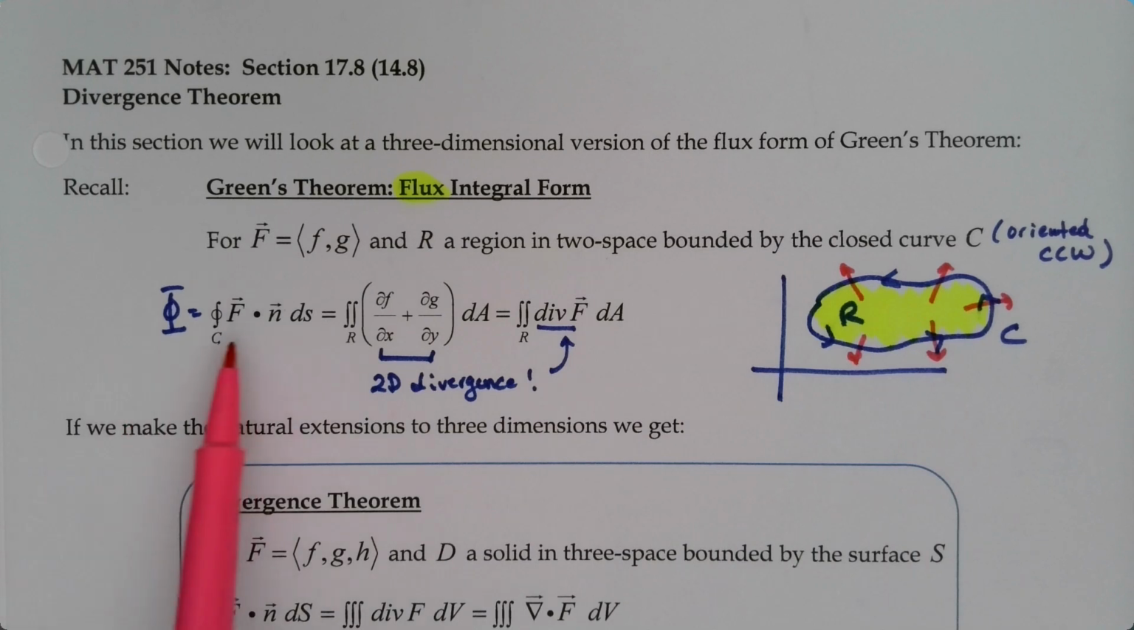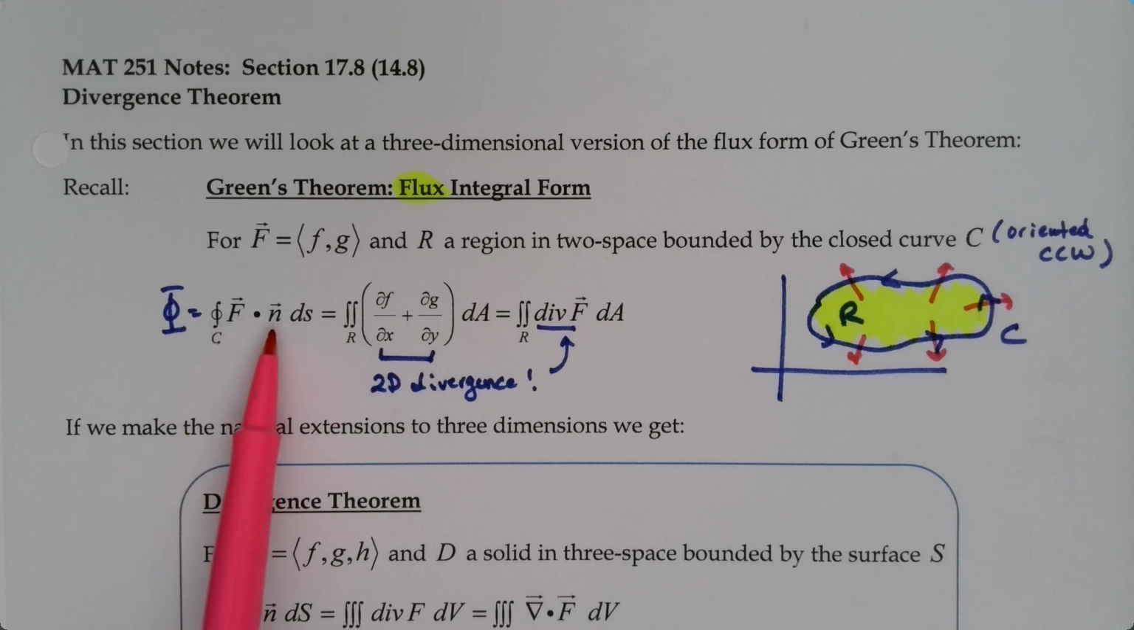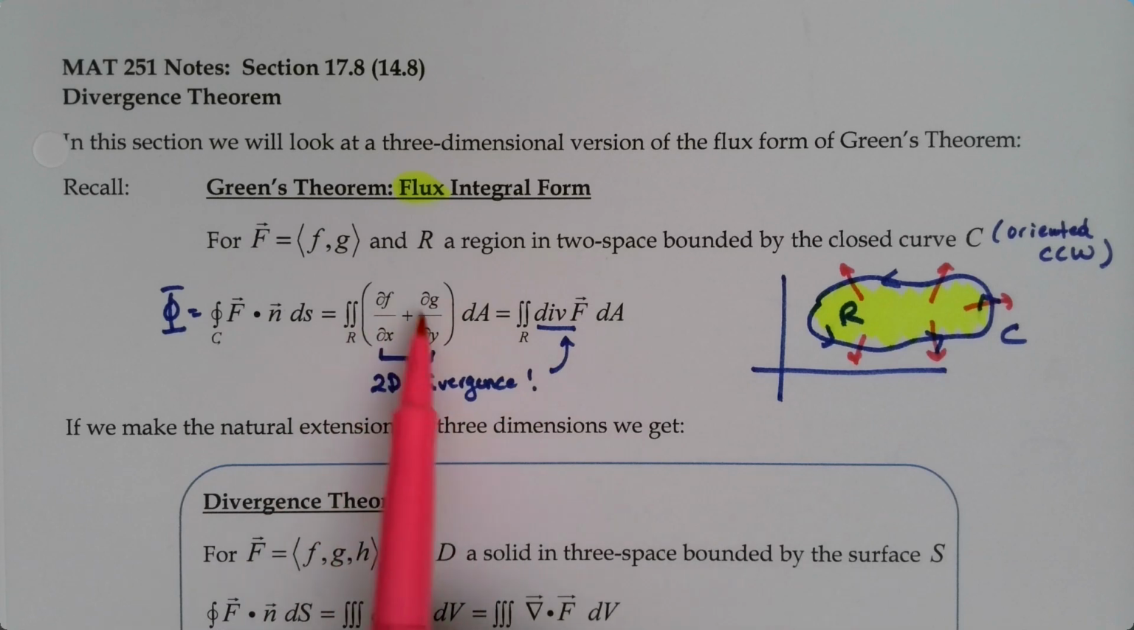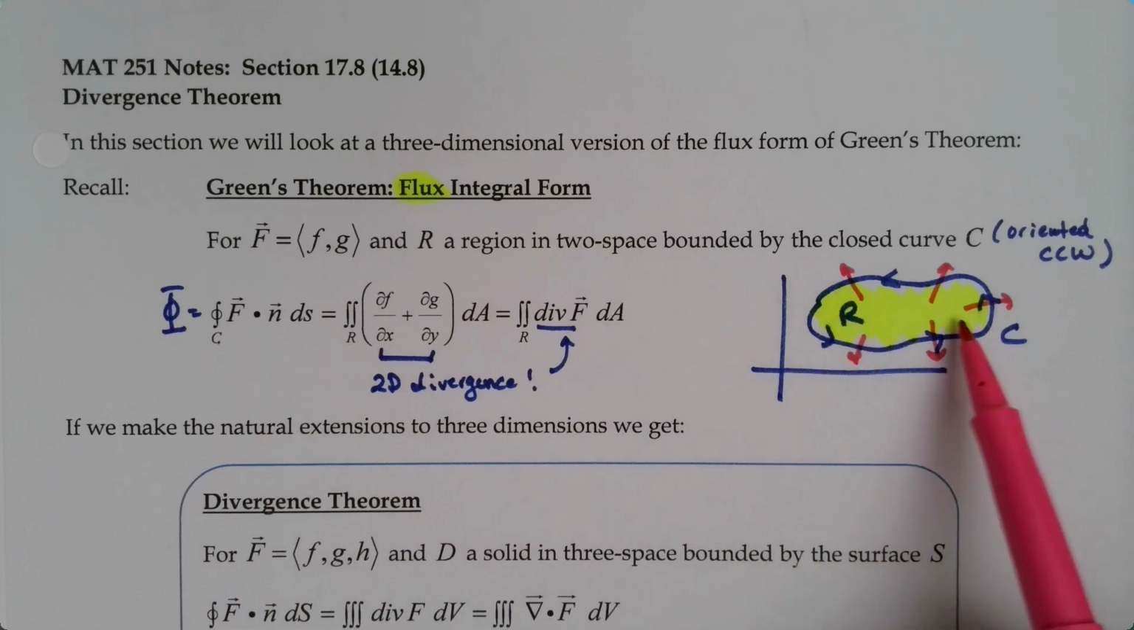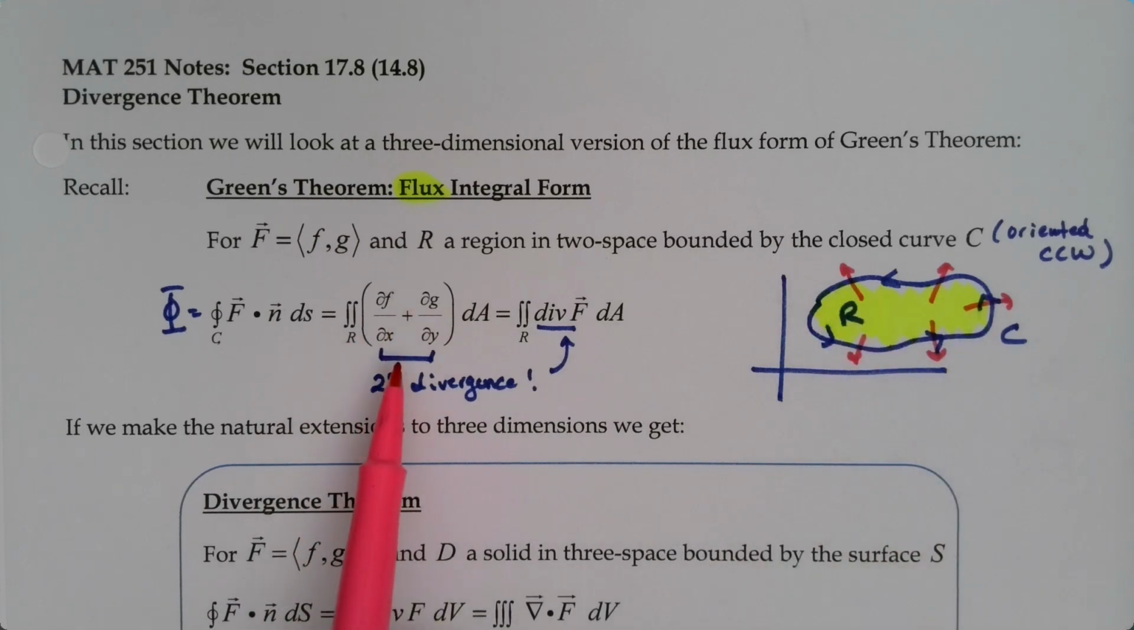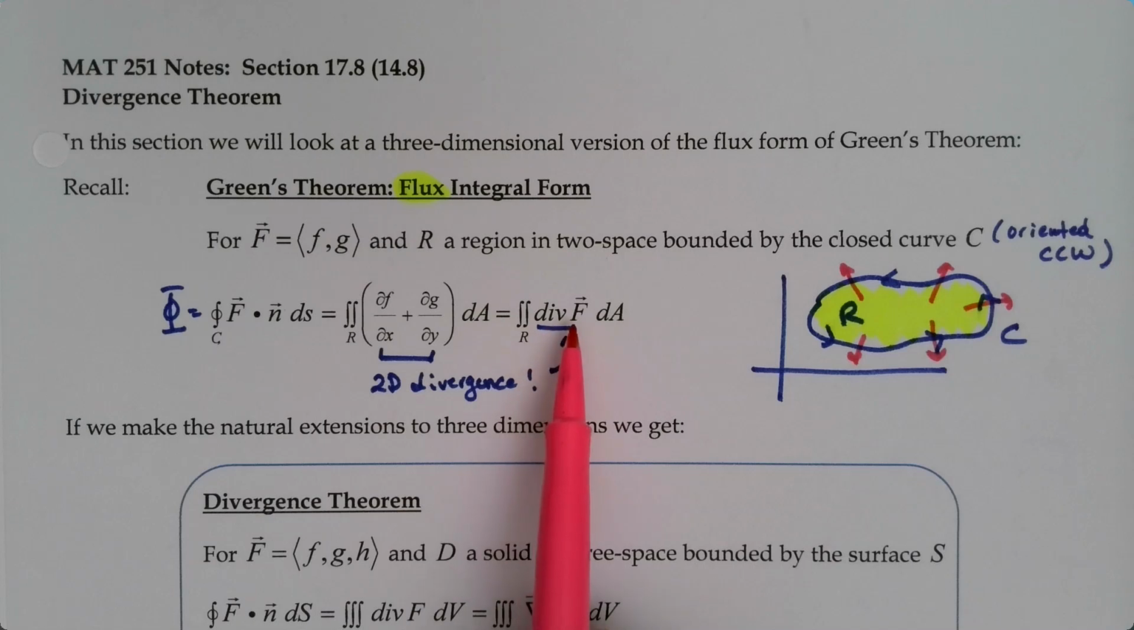The flux is equal to the line integral of the vector field dotted with the normal vector. In other words, it's the double integral over the region, the internal portion, of the two-dimensional divergence. So this is divergence in 2 dimensions, right? The divergence of the vector field.